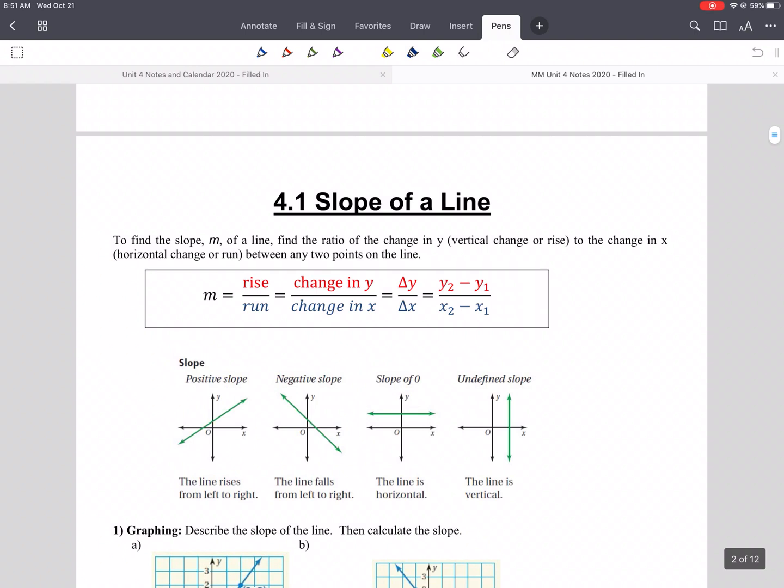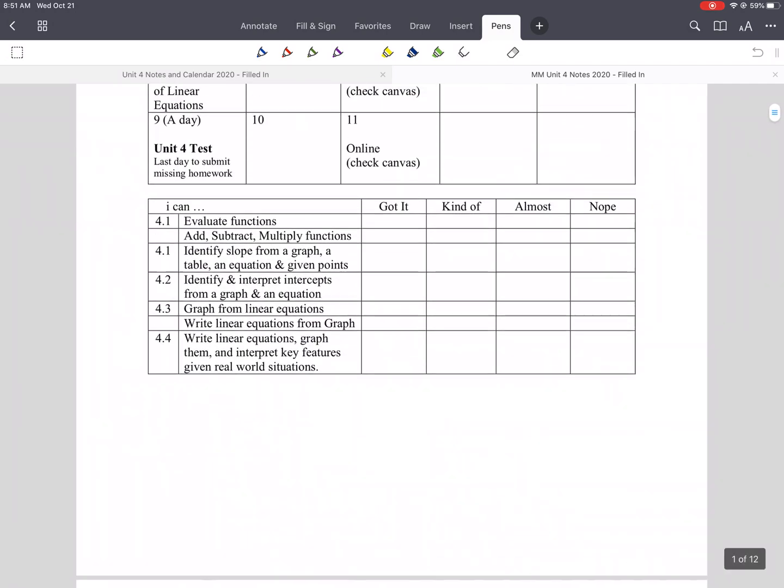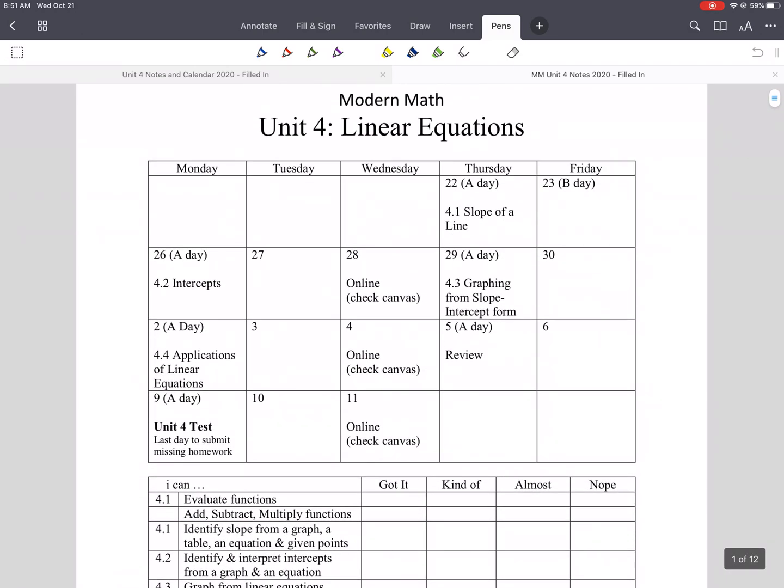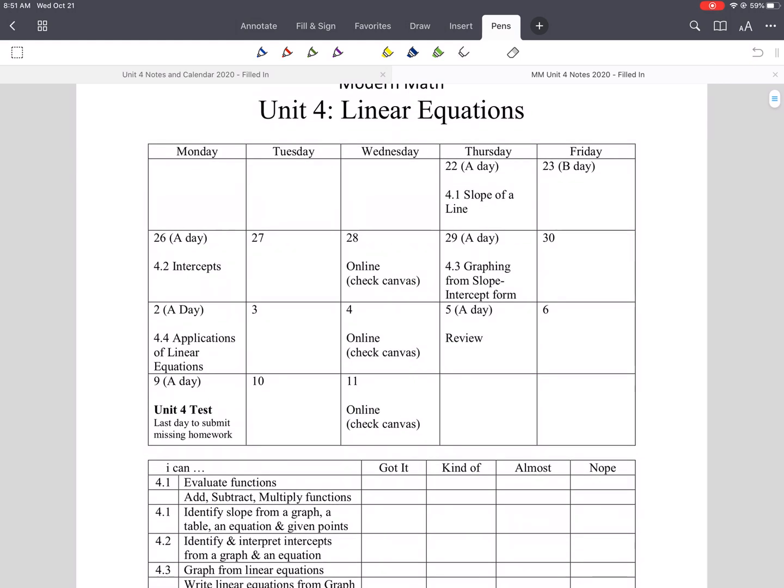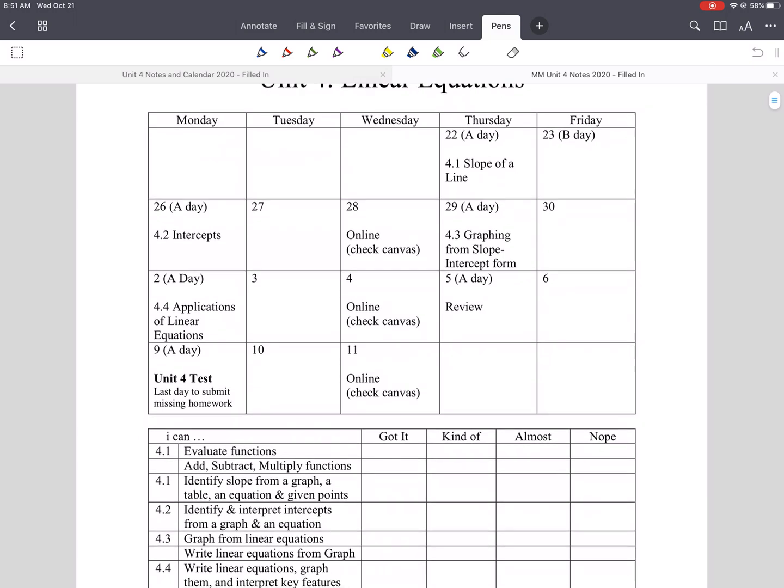All right, welcome. So we're in Unit 4, 4.1, Slope of a Line. So this unit will be talking a lot about linear equations. That may sound familiar, like y equals mx plus b. We'll be focusing on slope, and then we'll spend a day doing intercept, and then graphing from slope-intercept form, and then also writing slope-intercept form from a graph. And then we're going to talk about some applications of linear equations.